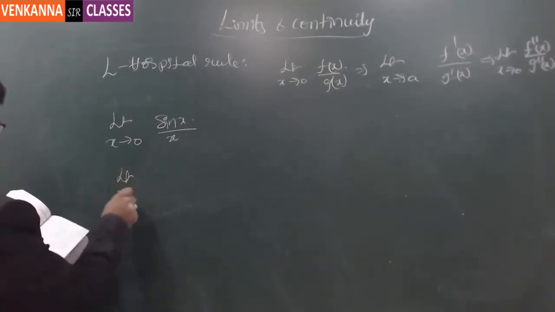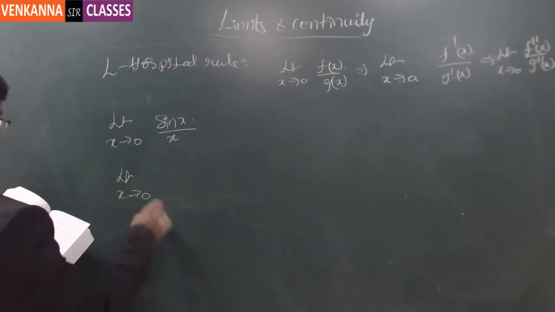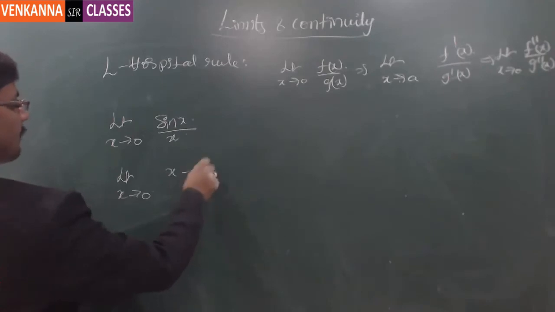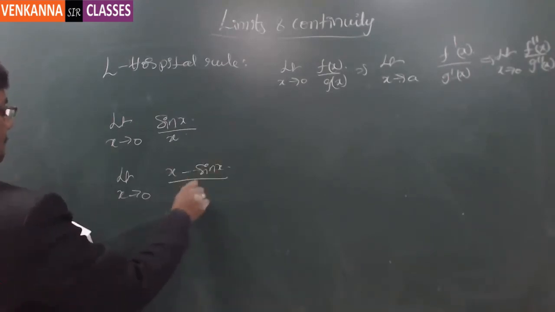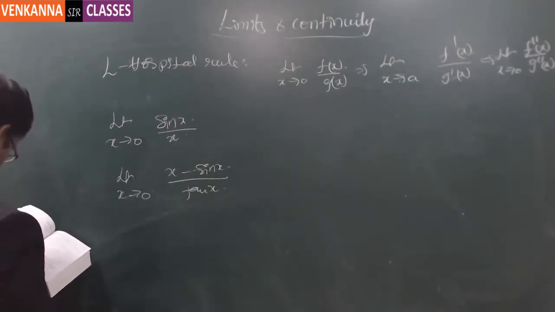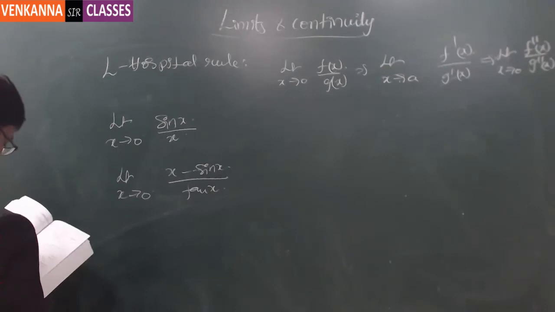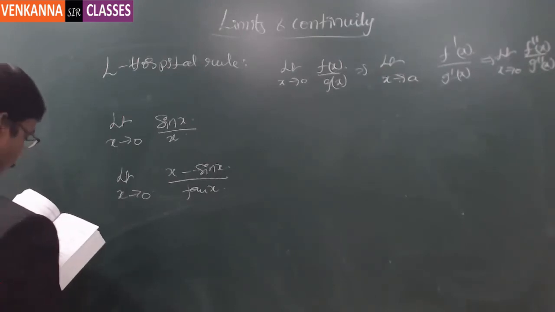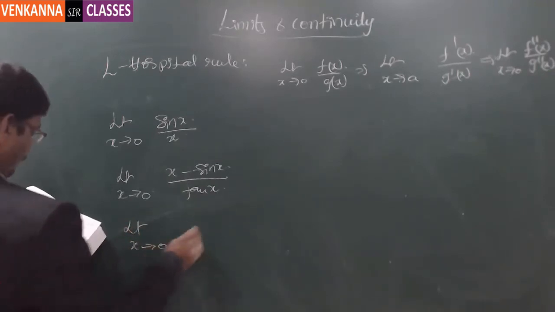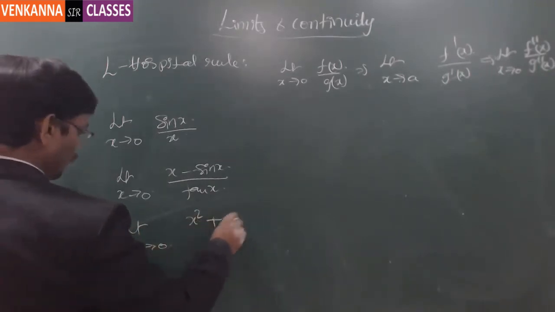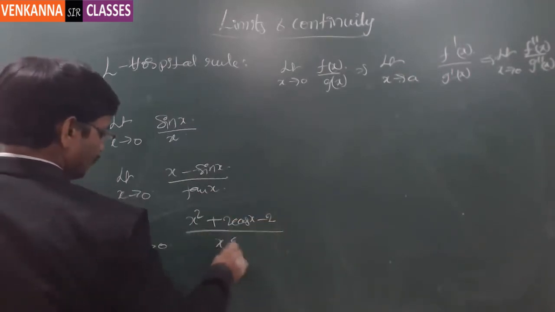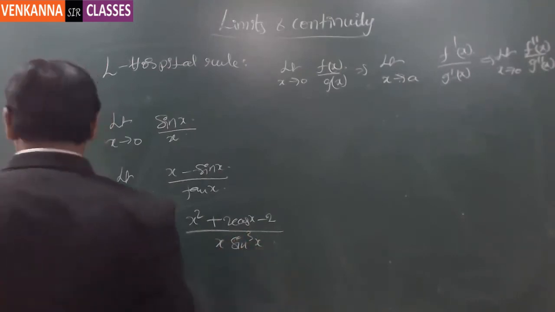Limit x tends to 0, x minus tan x, or x minus sin x by tan x. Limit x tends to 0, x square plus 2 cos x minus 2 divided by x sin cube x. Can you find out the limits of this?